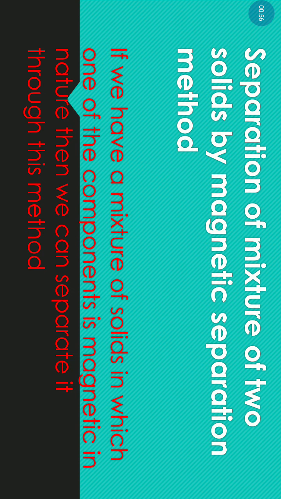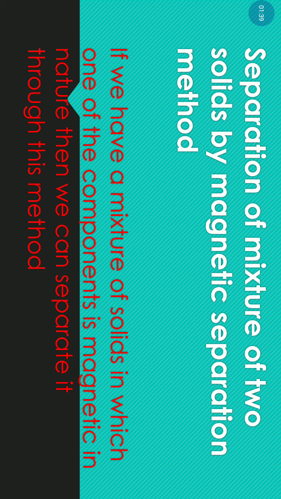Good morning everyone. We have been discussing the separation of a mixture of two solids. Until now we have discussed two processes for separation of two solids. First, if the substances which are mixed together have differences in their solubility in a suitable solvent, then they can be separated. Second, by the process of sublimation: if any constituent in the mixture has the property of sublimation, then by using that property we can separate it.